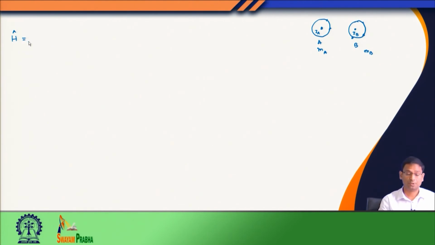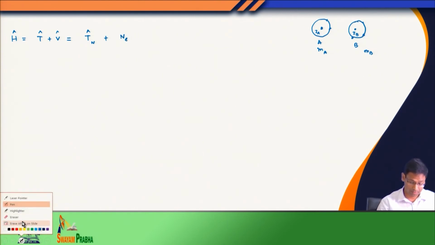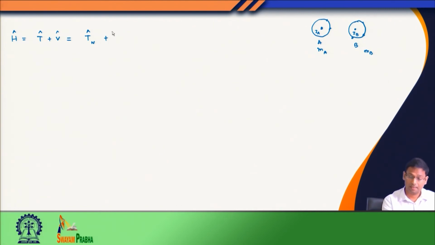When we write down the Hamiltonian, of course, we know that we have kinetic energy plus potential energy. Looking at the kinetic energy terms, I have the kinetic energy of the nucleus, or in this case nuclei, because I have more than one nucleus, and then the kinetic energy of the electrons. I have n number of electrons.